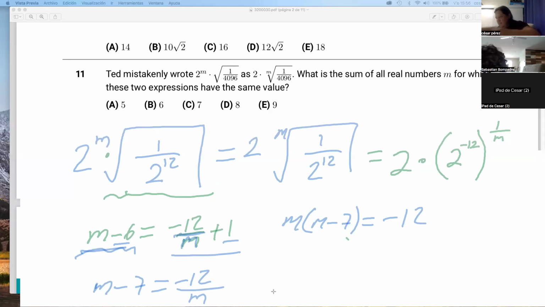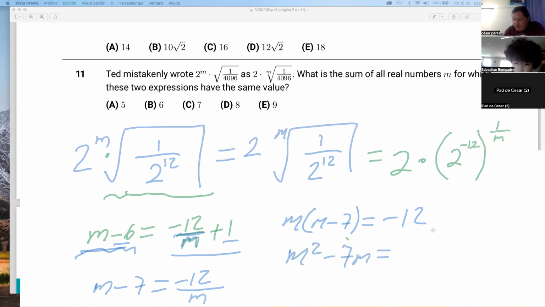Do you know how to solve this? No. Okay. The next week, we are going to work with equations like this: m squared minus 7m plus 12 equals 0.